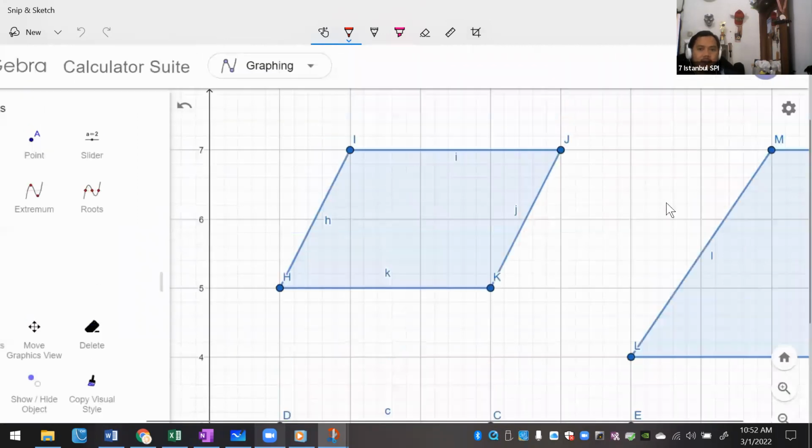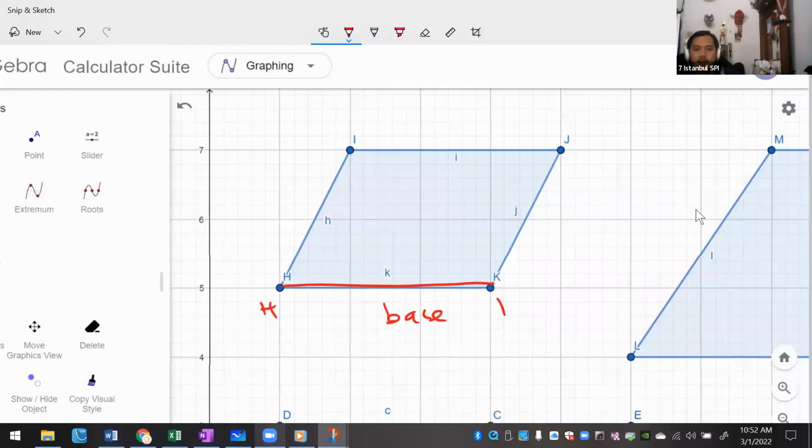We know the basic concept: when we're calculating the area of a rectangle, we only need to multiply the base and the height. The same thing with the triangle, the base and the height, but we divide by 2 because it's just half of that. And here we have a base and a height. Let's say I have this as the base. We have H, I, J, K.